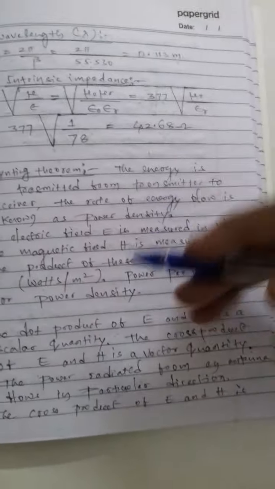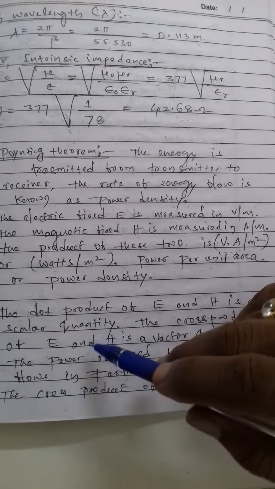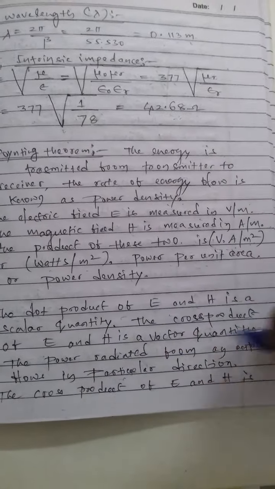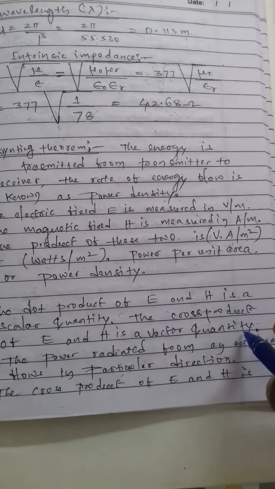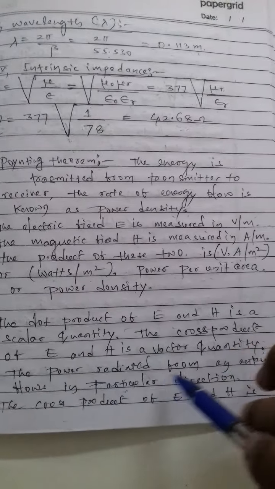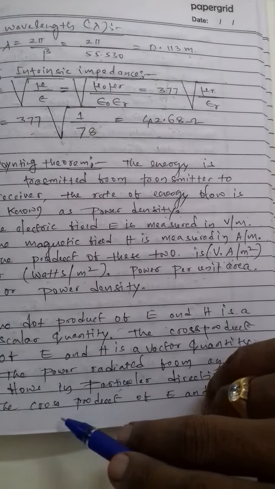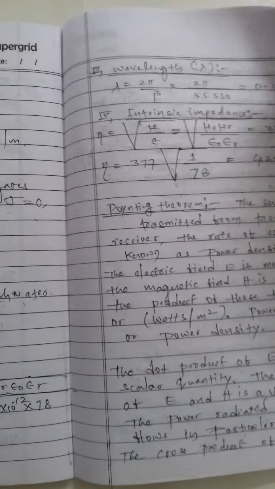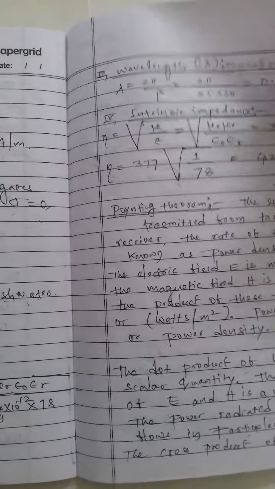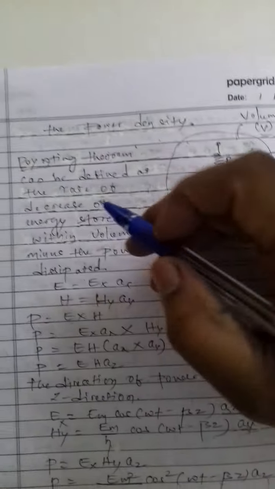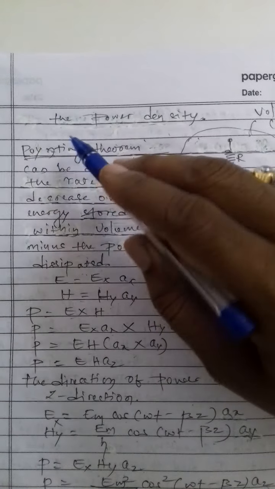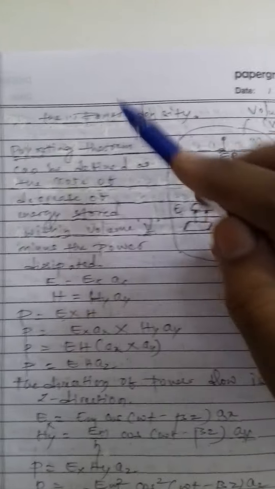The dot product of E and H is a scalar quantity. The cross product of E and H is a vector quantity, so the power radiated from an antenna flows in a particular direction. The cross product of E and H is the power density.